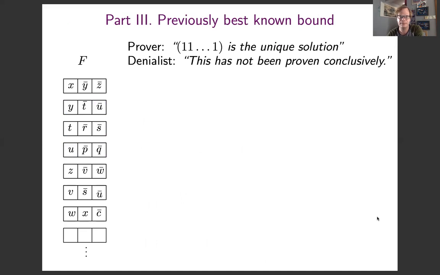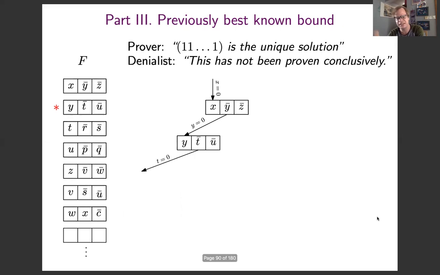To analyze PPSZ, I like to think of it as a game between a prover and a denialist. So the denialist says, well, I can just as well set x to 0. The prover says, no, you're going to violate this clause. But I can set y to 0. No, you're going to violate this clause. I can set t to 0. No, you're going to violate this clause. And of course, the prover can always find a clause because by assumption, the all-one assignment is the unique solution.